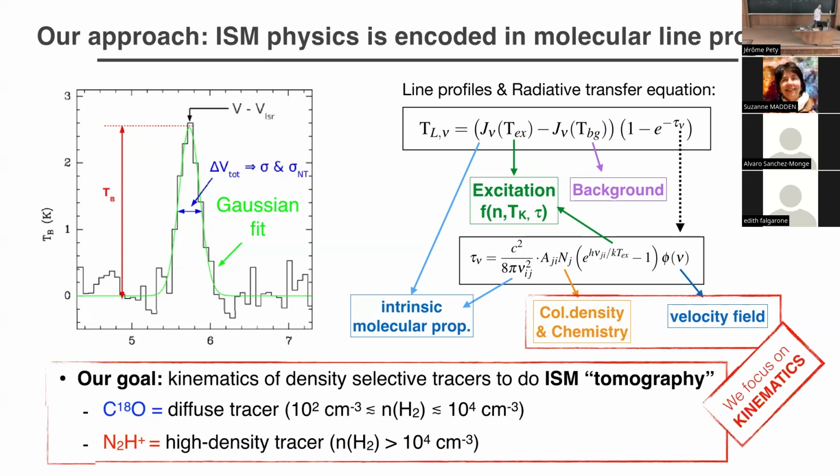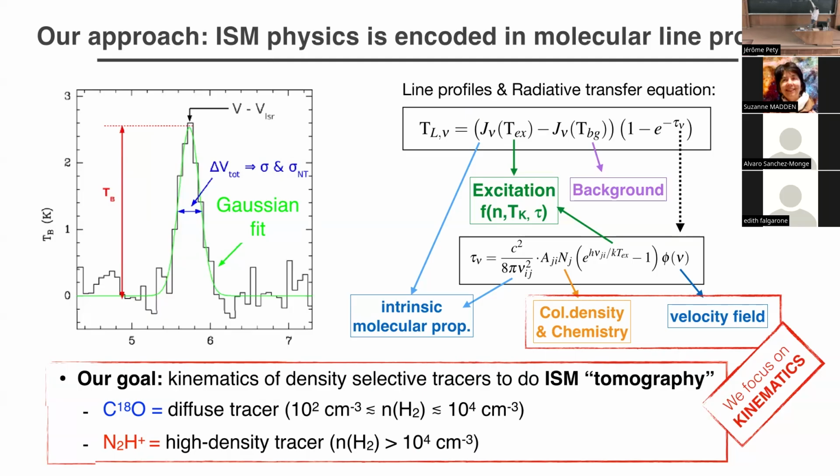So our goal, and I did this with some of the people here in the room, is to understand this process of turbulent dissipation and turbulent structure in molecular clouds by analyzing the kinematics of different molecular tracers. This is because each of these molecular tracers tells you a slightly different story due to the chemical and excitation conditions of these molecules.